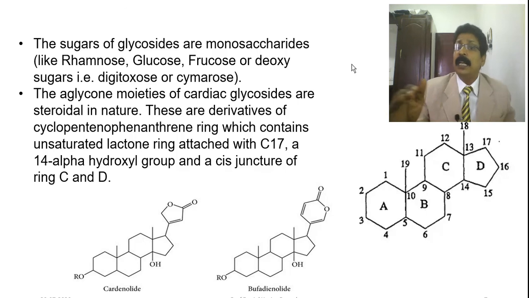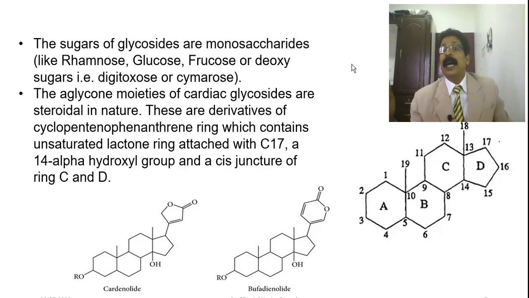This is a phenanthrene derivative, and what is D? D is attached to the phenanthrene, which is a 5-membered ring structure. So it is a pentacyclic ring structure. What is the name you see there? These are derivatives of, you can see on the slide I have written, cyclopentanophenanthrene ring structure. So cyclopentanophenanthrene ring structure means A, B, C, D. It is the basic ring for steroidal compounds.